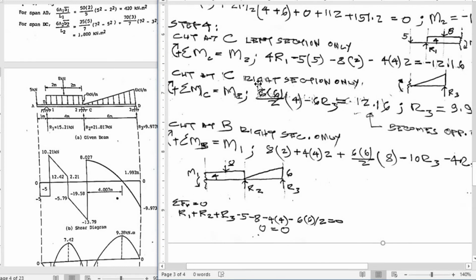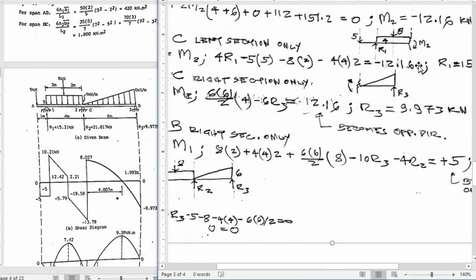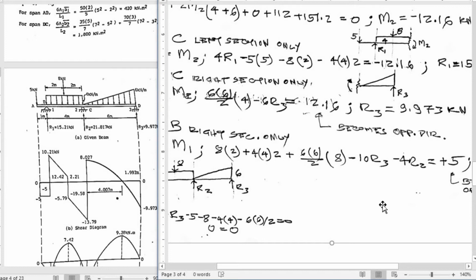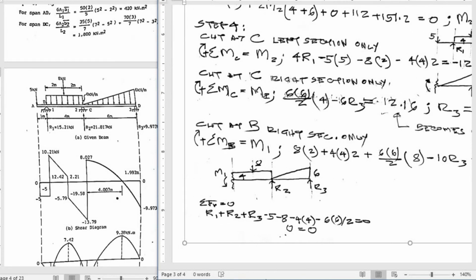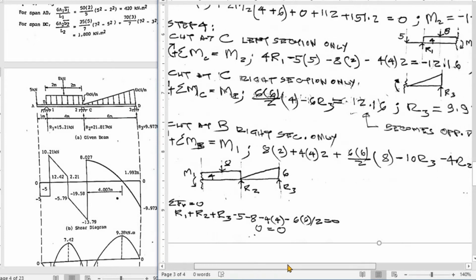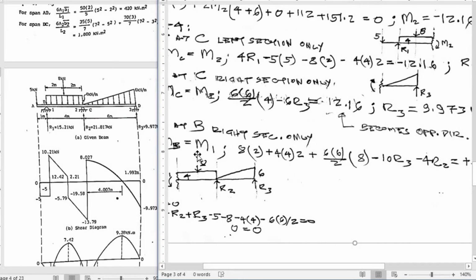Notice na this is equal to M2. Ayan, ha? Ang ating M2 is negative 12.16. So, this is equal to 12.16, no? And you have the reaction R1. Next, still cutting at section C. This time, ang ating i-consider ngayon yung triangular loading. Ito ngayon yung ating figure. And that is again equal to M2.